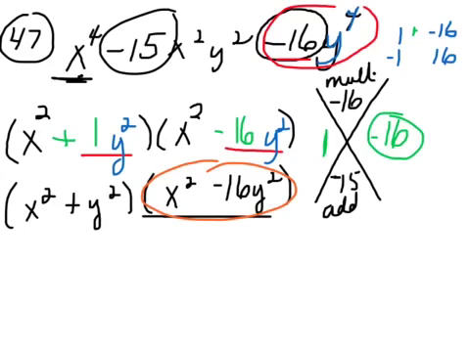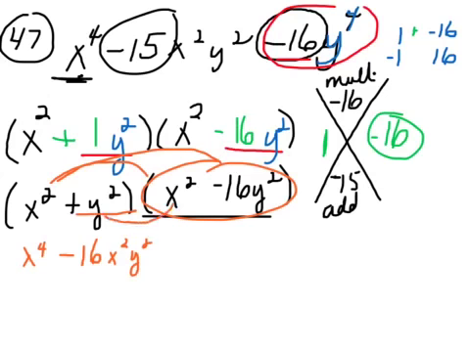But let's just check to see that what we have really is what we started with so far. X squared times x squared is x to the fourth. X squared times minus 16y squared is minus 16x squared y squared. Okay, now let's distribute y squared. Y squared times x squared is plus x squared y squared. It's a like term with that term right before it. I'm going to put a 1 in front of it because there is one of them in there. And then y squared times minus 16y squared would be minus 16y to the fourth.